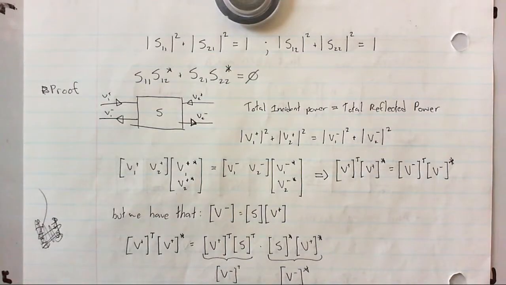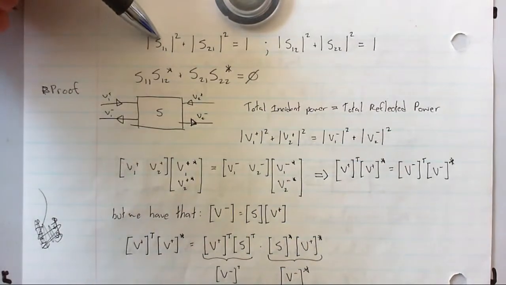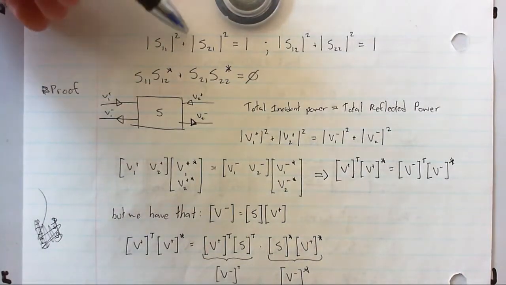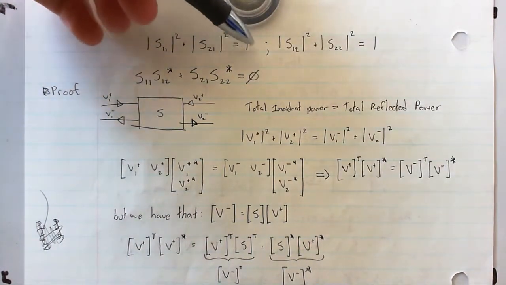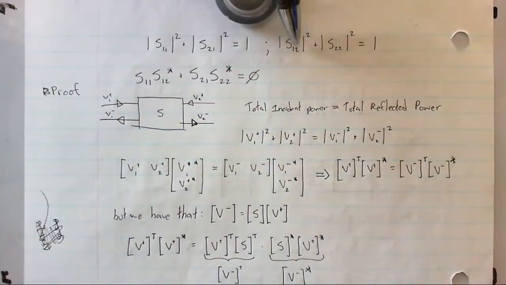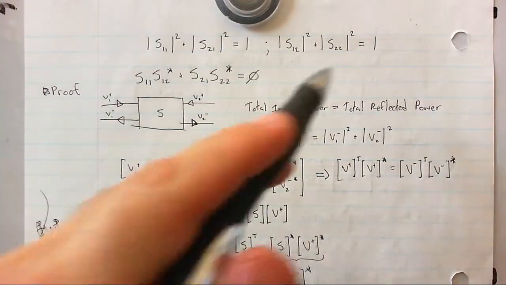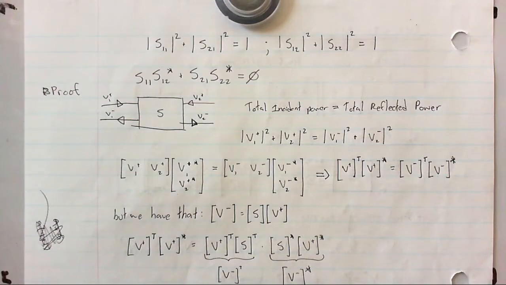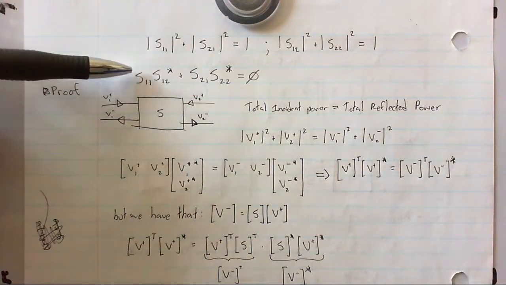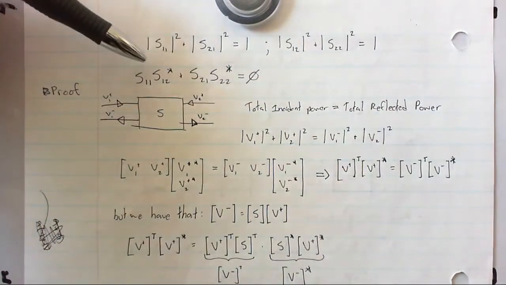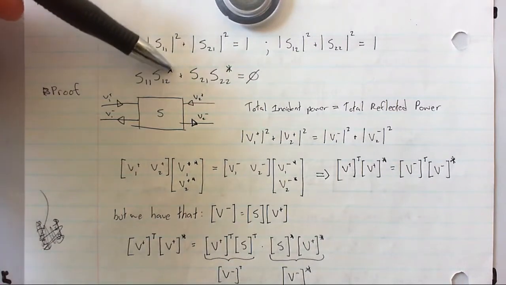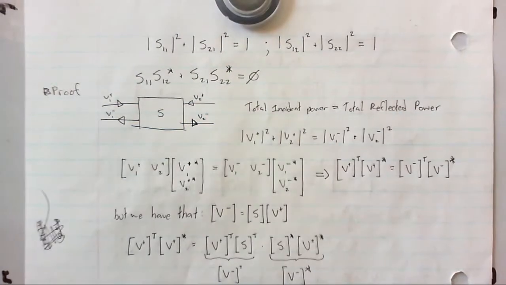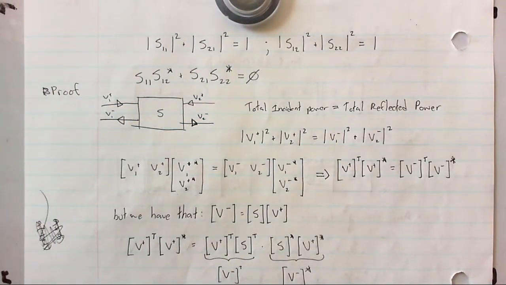So what's another way of writing that last equation there? Well, here we go. So the magnitude of S11 squared plus the magnitude of S21 squared is equal to 1. And similarly for S12 and S22. If that is satisfied, then you have a lossless network. Here's another example. So if you write it then again, S11 times S12 conjugate plus S21 times S22 conjugate is equal to 0. Again, if that is satisfied, then you have a lossless network.